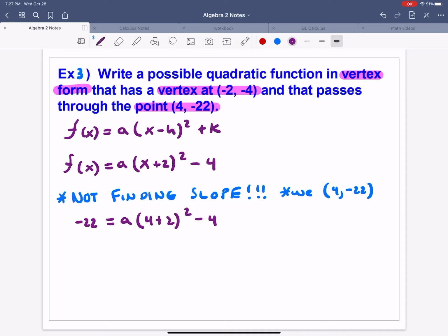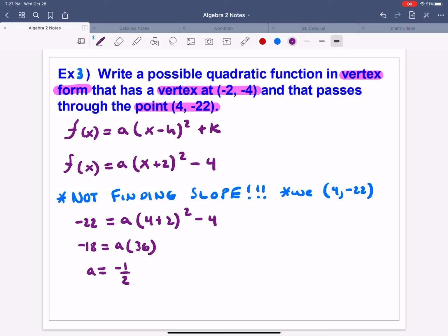So the rest is kind of simple algebra. You're going to add 4 to both sides, and you get negative 18 equals a times 4 plus 2 is 6. 6 squared is 36. Divide both sides by 36, and you get a equals negative 1/2.